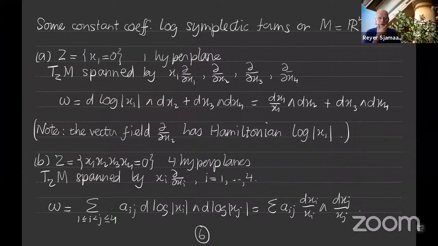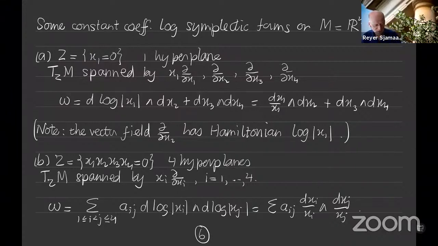So some easy examples. In four variables, the constant coefficient log symplectic forms. But much depends on how many hypersurfaces you have. Let's just first take one hyperplane, x1 equals zero. So the log tangent bundle is spanned by, but they all have to be tangent to the hypersurface, so you have to take x1 ∂/∂x1, and then the ∂/∂xi in the other coordinates.